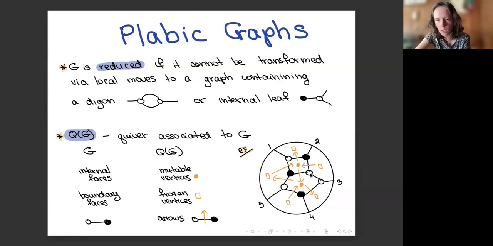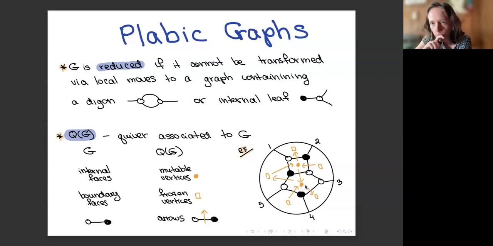And you see this is an edge, for example, between two vertices of the same color, and so I don't draw an arrow through it. These edges do not induce arrows. Okay, so that's a way to associate a quiver to such a plabic graph.